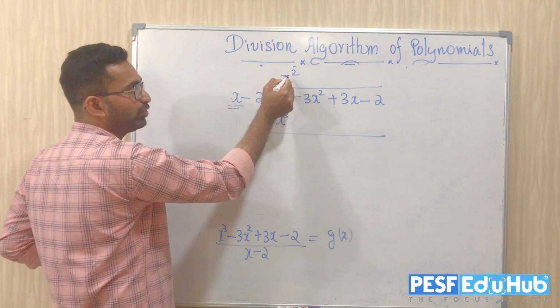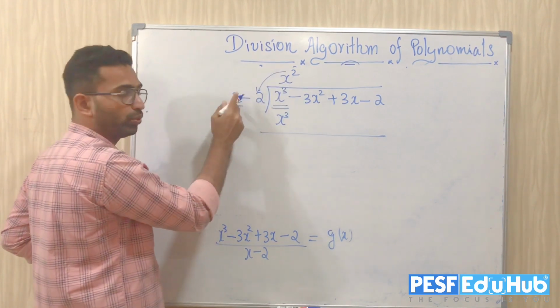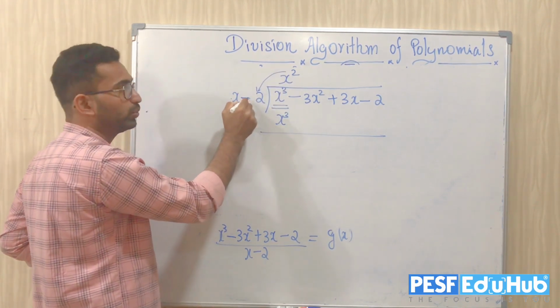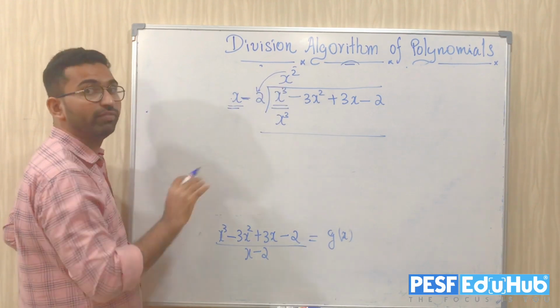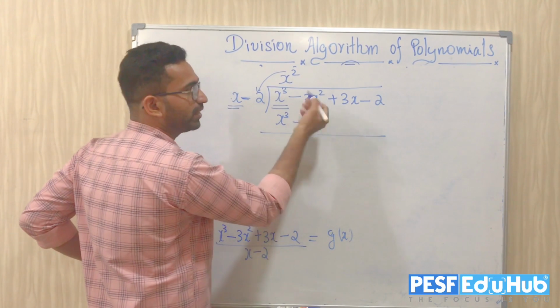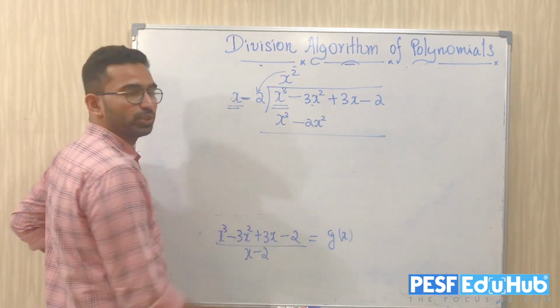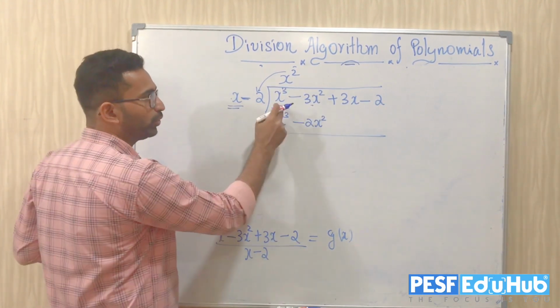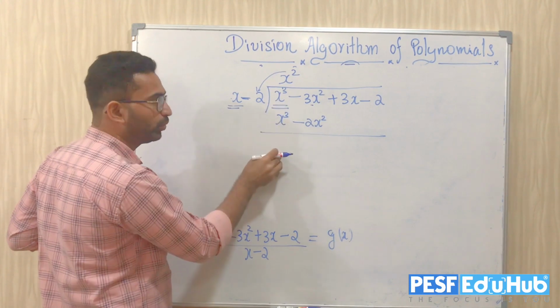At the same time, I have to multiply x square with the minus 2. Okay, the sign is very important. Minus 2 into x square is minus 2x square. And where should I write? Here only I have to write, because this is the like term with the minus 2x square. So when you subtract, as I told you, this is going to be equal to 0.